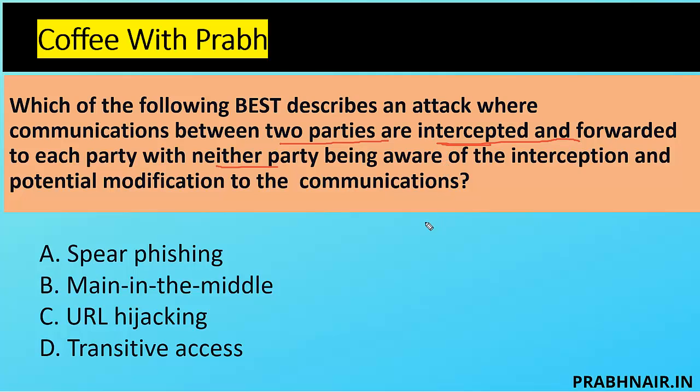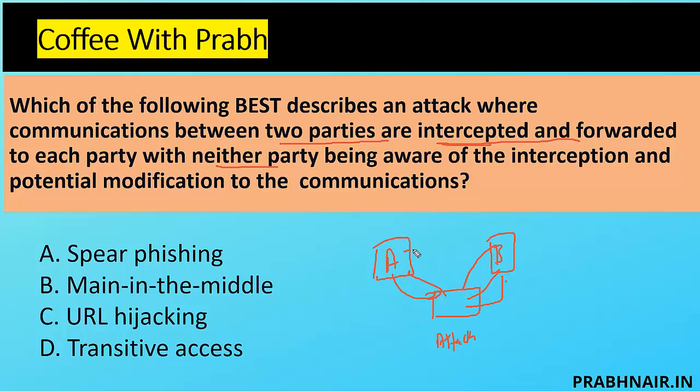Spear phishing is basically a phishing attack where we send the phishing email to a specific user, so A is removed. A man in the middle attack is possible because we can spoof. Suppose we have a system A, a system B, and an attacker. The attacker spoofs B's IP and says to A, hey, I am B, and he can spoof A's IP and tell B, hey, I am A, please send me the data. So B sends the data to the attacker, and A sends the data to the attacker.